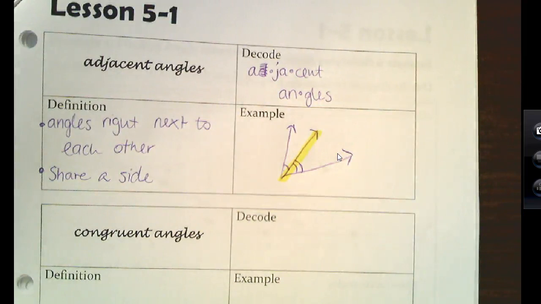Any questions on adjacent angles? No, they don't have to be the same size. Good question. They don't have to be the same size.